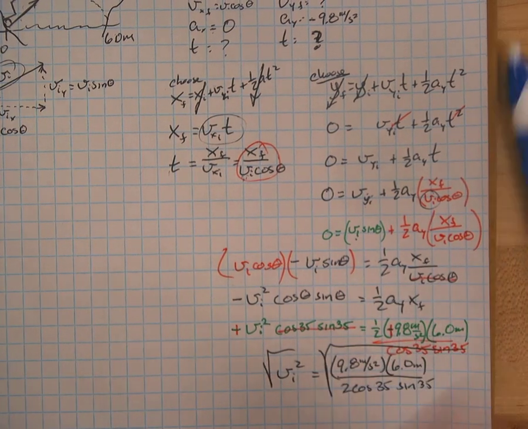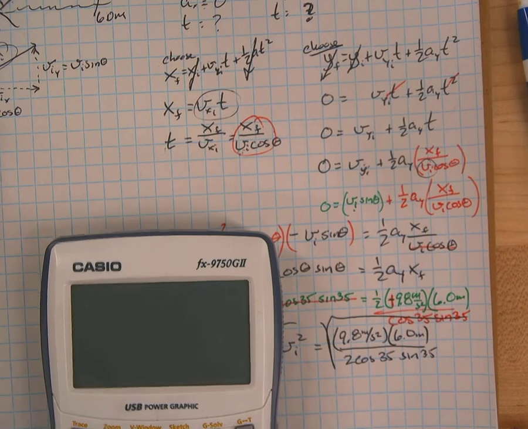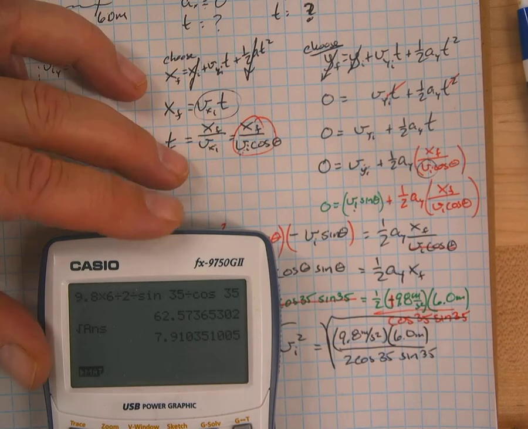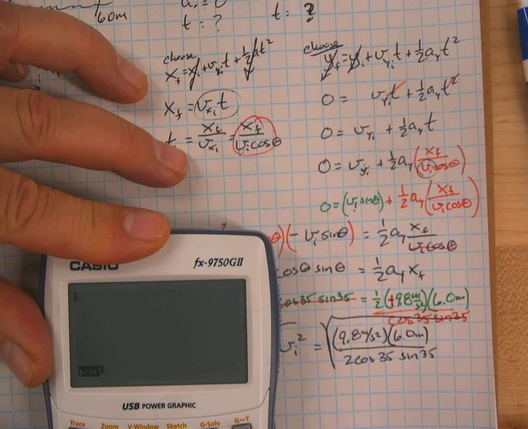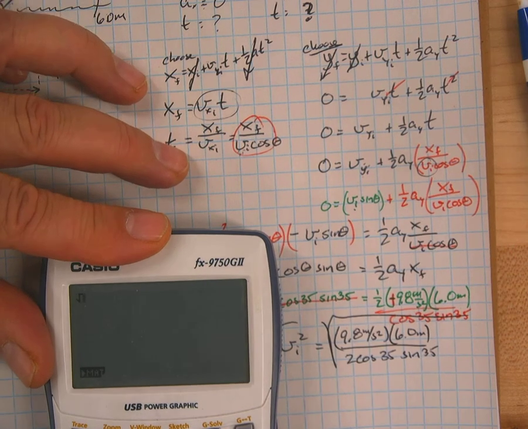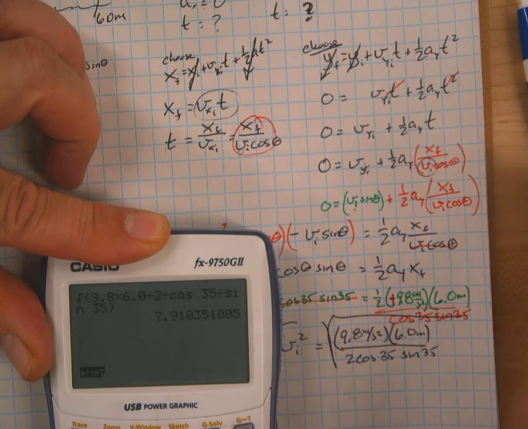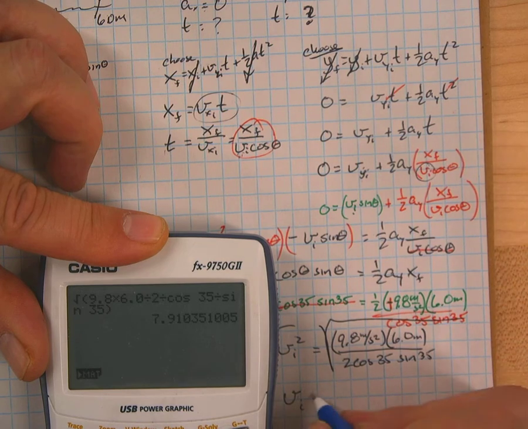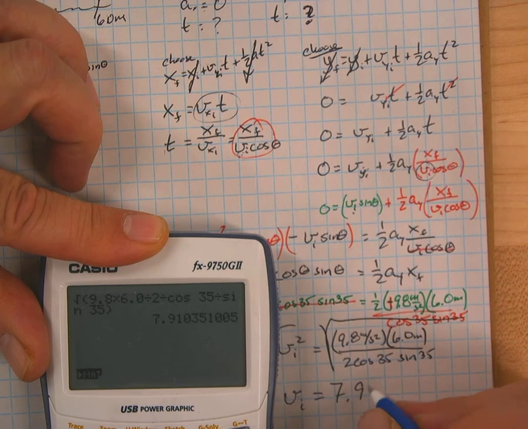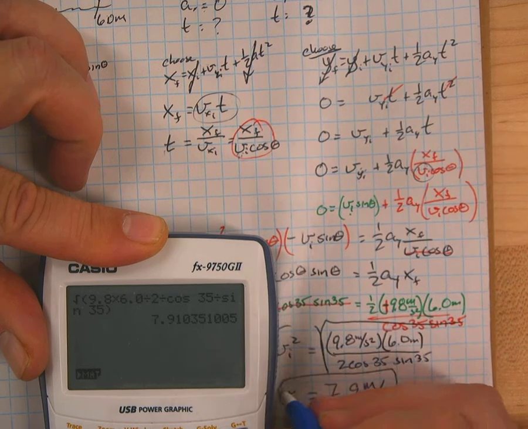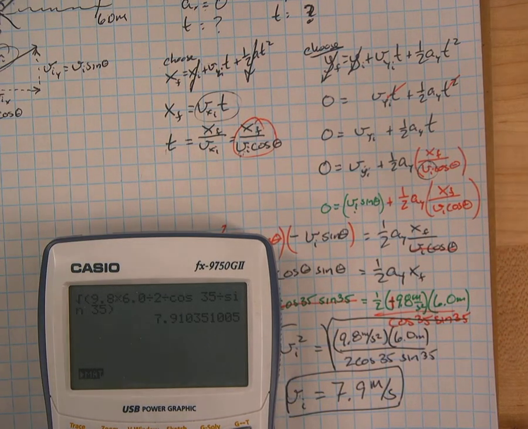Square root the mess and break out the mega calculator. Shift square root, excuse me, parentheses, 9.8 times 6.0 divided by 2 divided by cos 35 divided by sine 35, close parentheses, equal sign. Vi equals 7.9 meters per second. Booyah. Pen drop.